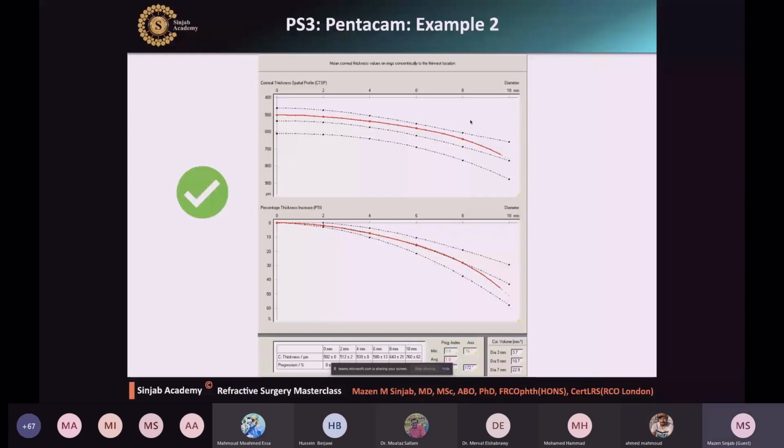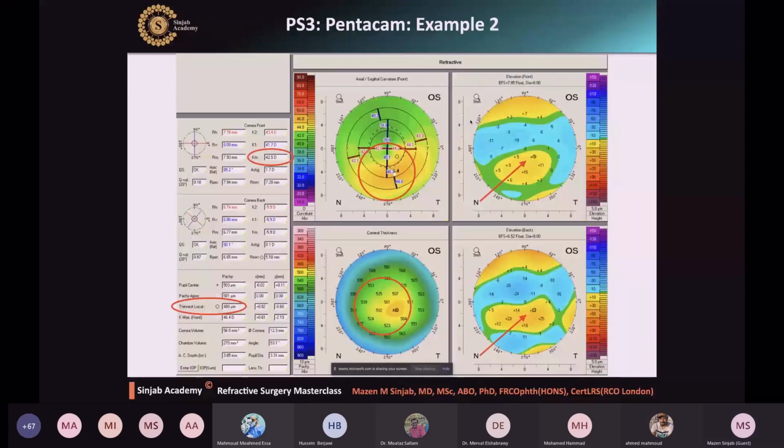Then we come to the left eye. As you see, there is an inferior steepening. If we look at the thinnest location on the elevation map, we can see on the posterior surface plus 22. On the posterior surface, the number is plus 22.